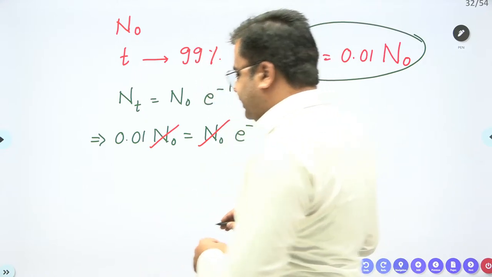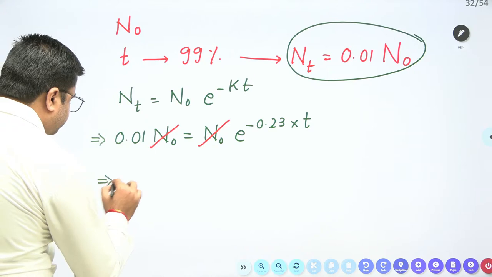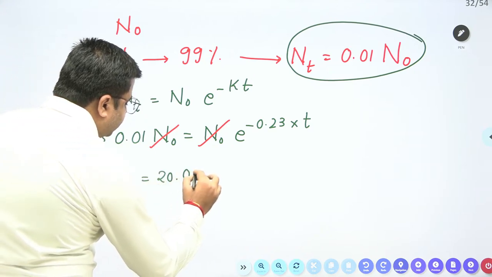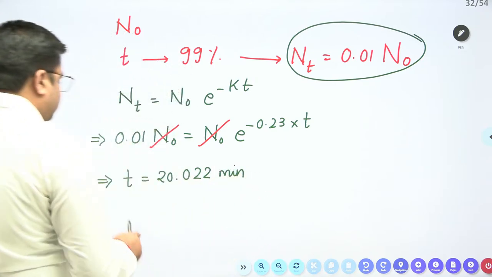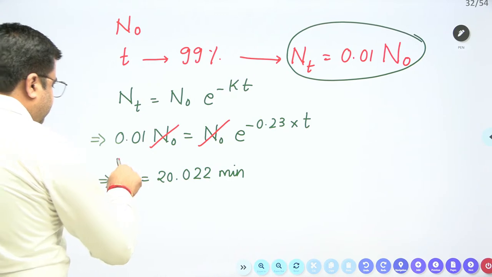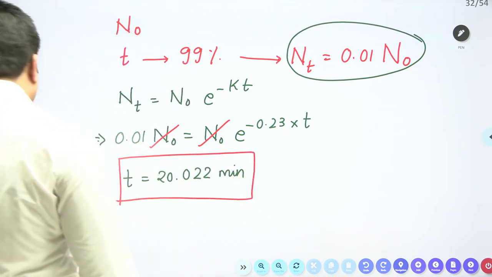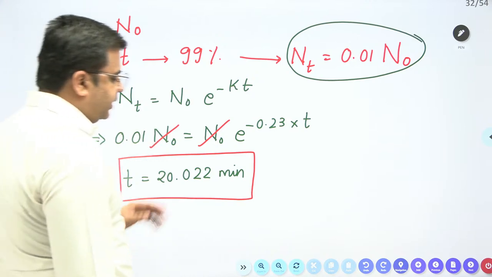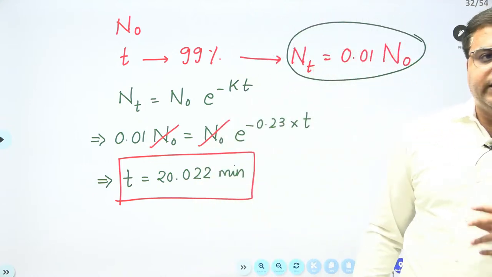So this T is equal to 20.022 minutes. The T that you are going to get will be 20.022 minutes, right? So now we have the time.